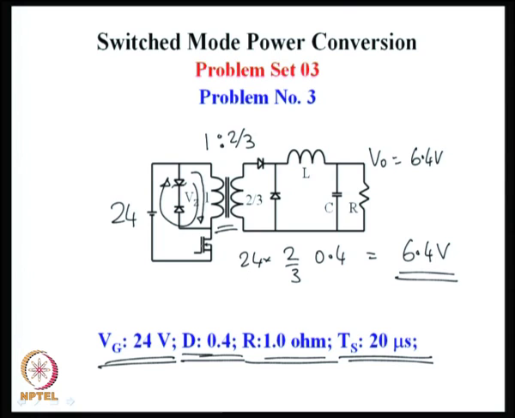Because we do not assume that there are any losses in the switch or the diode, we consider everything to be ideal. In such a situation, the output voltage will be 24, which is the source voltage, multiplied by 2/3, which is the turns ratio of the transformer, and multiplied by the duty ratio of the main switch, which is 0.4. The output voltage ideally is 6.4 volts, and that is what we will see at the output as the average output voltage.